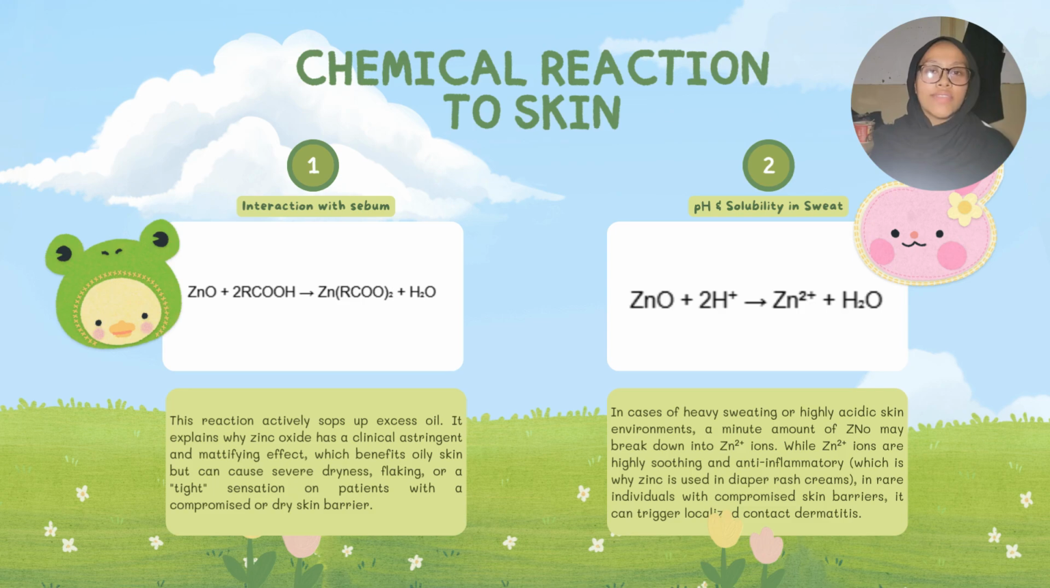In cases of heavy sweating or highly acidic skin environments, a minute amount of zinc oxide may break down into zinc 2+ ions. While zinc 2+ ions are highly soothing and anti-inflammatory, which is why zinc is used in diaper rash creams, in rare individuals with compromised skin barriers, it can trigger localized contact dermatitis.